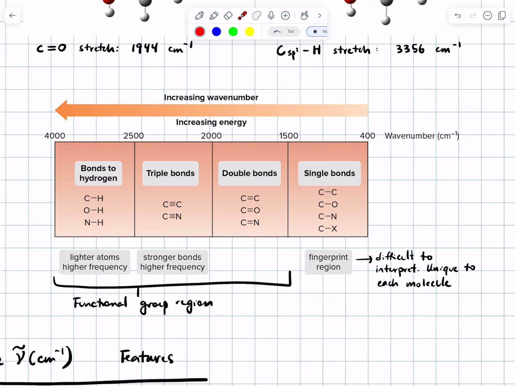Okay? So what do we remember? Lower mass CH bonds, OH bonds, NH bonds, highest frequency, then triple bonds, then double bonds. Stronger bonds have higher force constants, higher frequency.